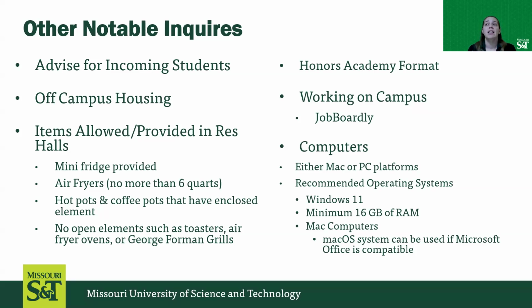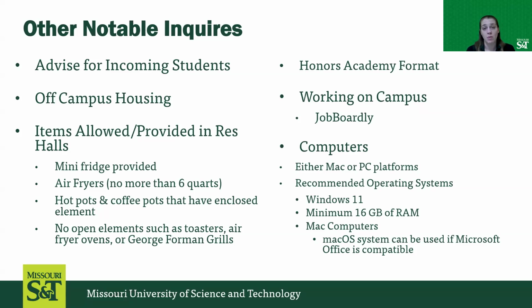It has to be like an air fryer where the element is enclosed. Hot pots or coffee pots are also eligible. But again, it does have to be enclosed. There cannot be any exposed elements. That is a fire hazard. So no George Foreman grills, no toasters. And on that housing guide that I showed earlier with that QR code, this does list all of that as well.